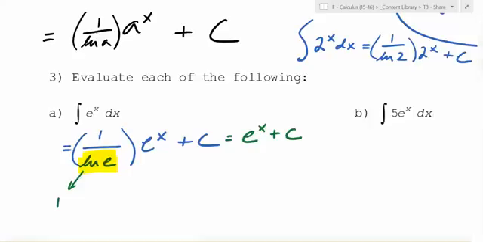E to the x. This is the only function you will see in a very long time, if not ever, that this is true for. What's the integral of e to the x? E to the x. What's the derivative of e to the x, do you think?